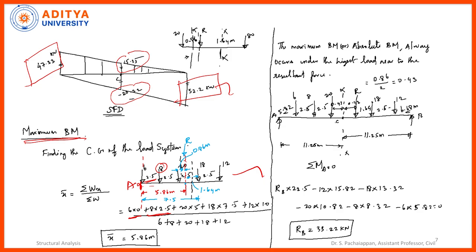And then the 20 kilonewton multiplied by 2.5 plus 2.5, 5 meters. And then 18 kilonewton multiplied by 2.5, 2.5, 2.5, totally 7.5 distance. And then this 12 kilonewton multiplied by the distance from here to here, 10 meters. In the denominator I am going to put the summation of all the loads so that I get the centroid, where all the forces' resultant is acting.